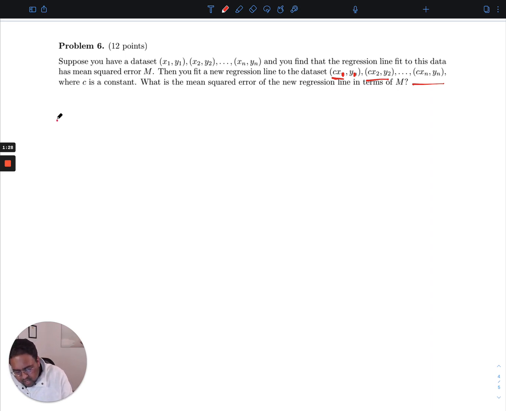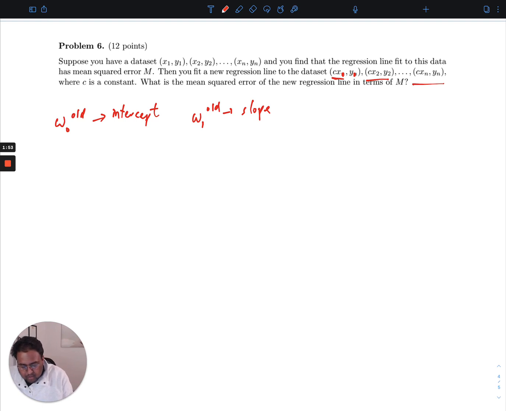So let's suppose the old intercept and old slope are called W0 old and W1 old, respectively. Well, remember, the way we calculated these was by minimizing mean squared error and coming up with formulas, and we looked at those formulas in lecture.